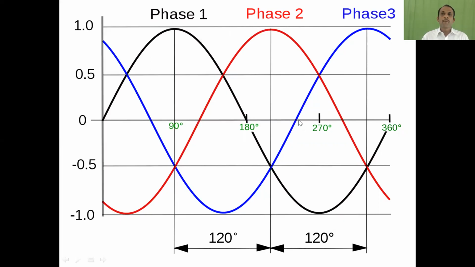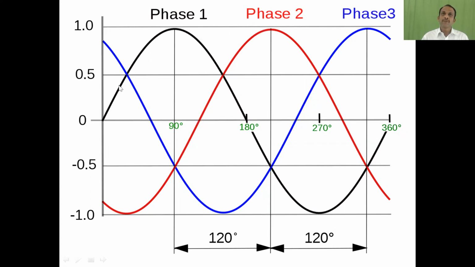As we all know, minus 240 degrees is equal to plus 120 degrees. Therefore, phase 3 is also V = Vm sin(ωt - 240°), or V = Vm sin(ωt + 120°). So finally, they are all equal in magnitude but displaced by 120 degrees.